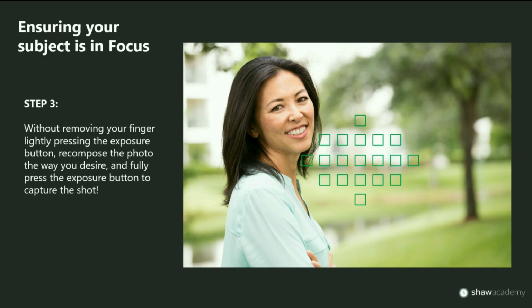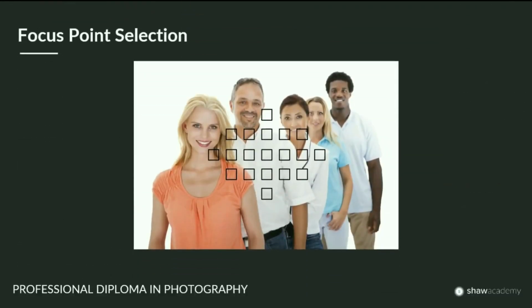Now, there is also an alternative to this, and that's what's called focus point selection. Each one of these little squares that we have here, these focus points that are available to us, is a potential area in the scene that we can choose to focus from. Typically, if we lightly press our shutter button, our exposure button, in a scene like this, the focus is going to generally pull from the closest object, the closest person to the lens.